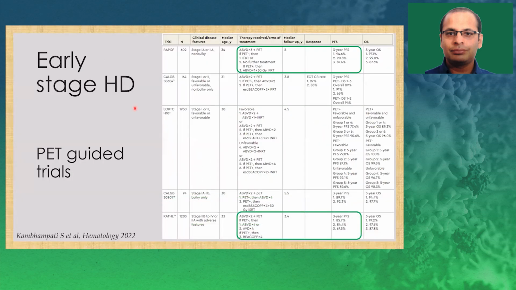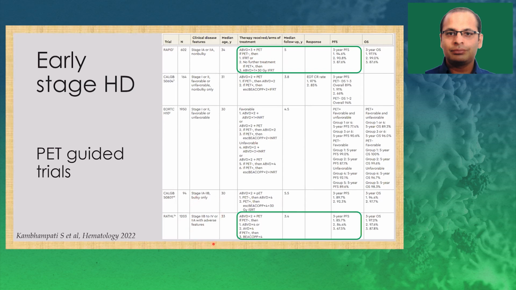Then PET-guided trials appeared. The RAPID trial was a non-inferiority trial in stage 1A or 2A disease, in which IFRT was shown to be non-inferior to 3 cycles of the chemotherapy. Again, the RATHL trial, this is very important.